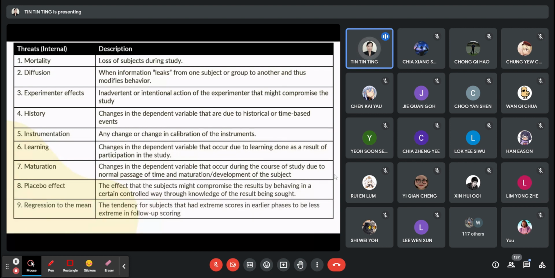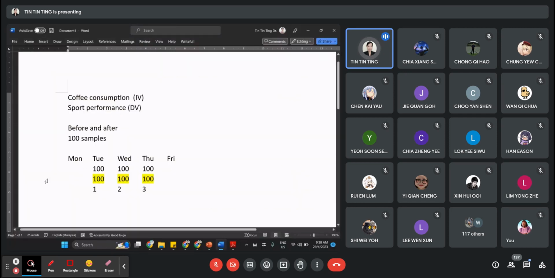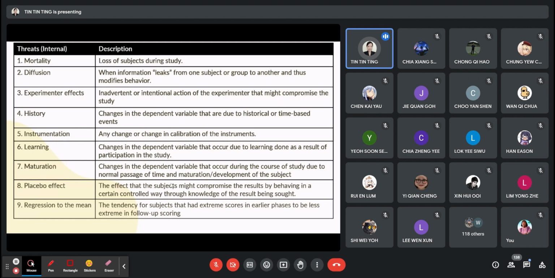Regression to the mean: the tendency for the subjects that had extreme scores in the earlier phases to be less extreme in follow-up scoring. This happens if, let's say, you are using exactly the same group of people. As they proceed to the next one, they might not be performing as well. They get tired already, or psychologically, they think that this is boring, so they don't want to be involved anymore. So there is a regression to the mean of the performance.